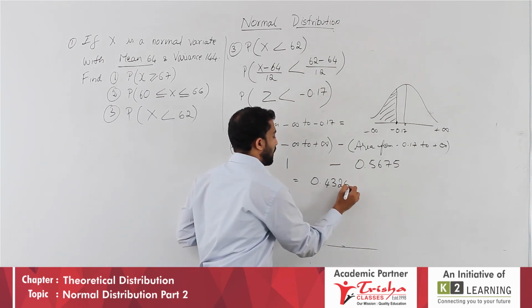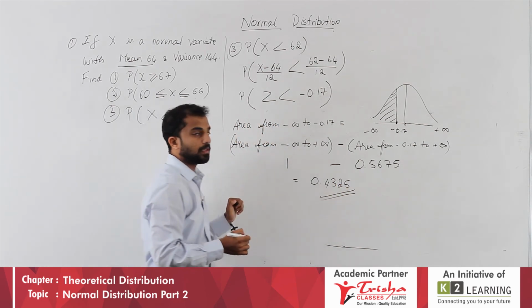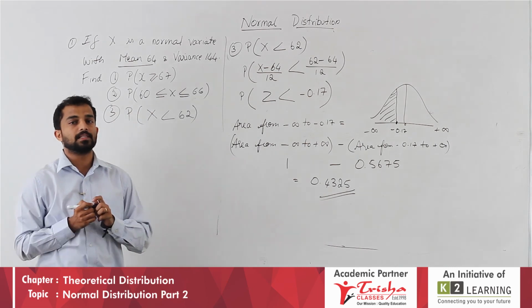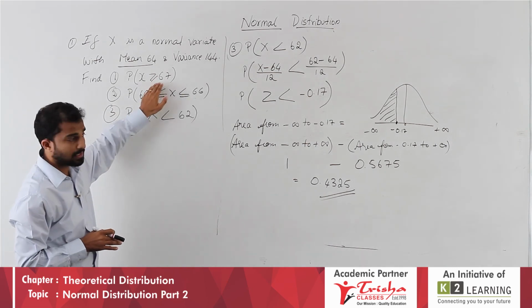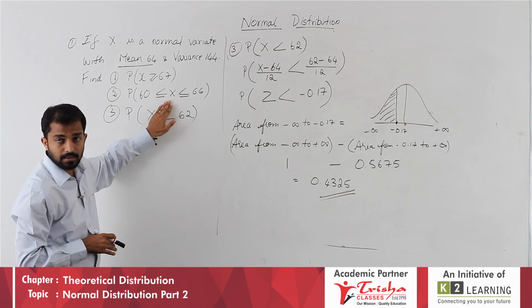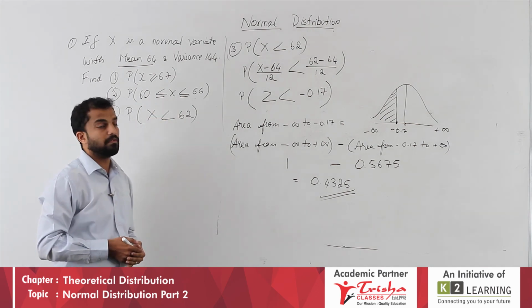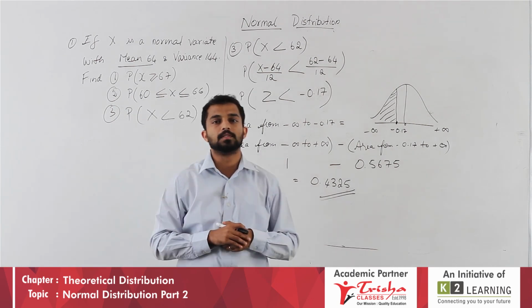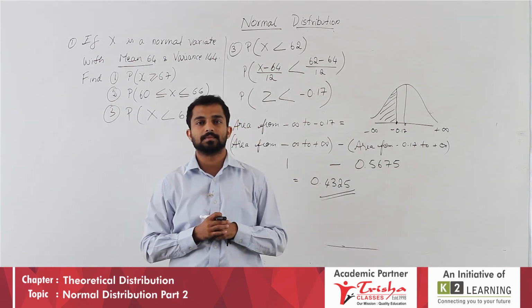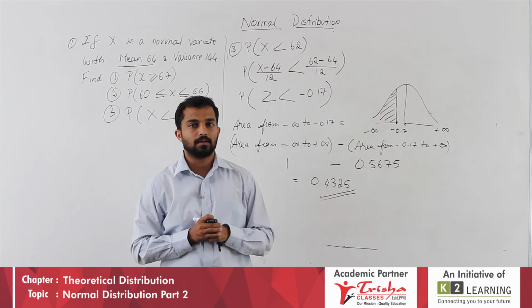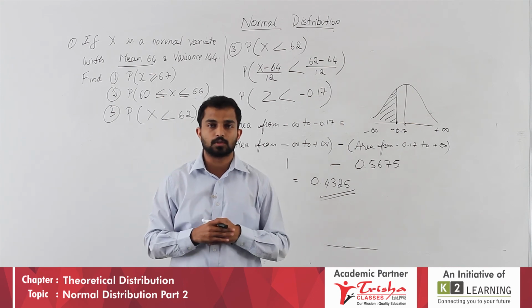0.4325. And this is the way, students, of finding it in three different cases: when it is greater than, when it is in between, and when it is less than. And this is how we will solve even the future problems of normal distribution. Practice more and more so that you can work it out faster and you can score well in your exam.